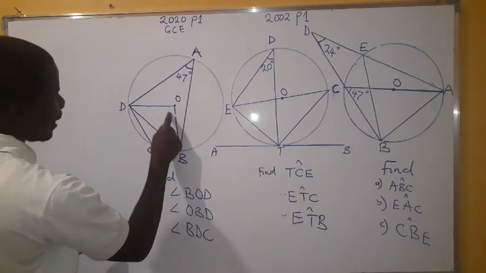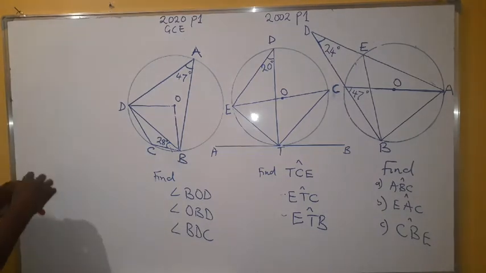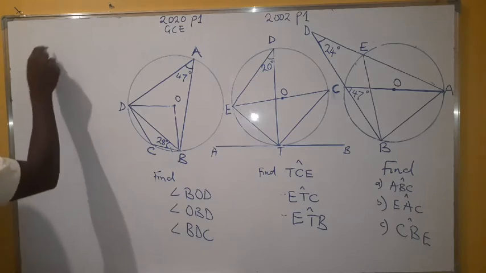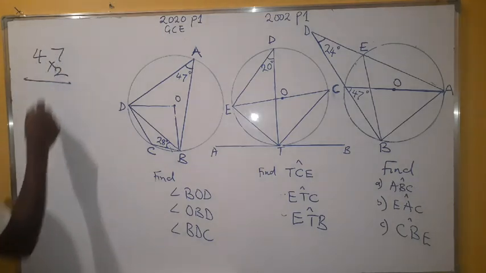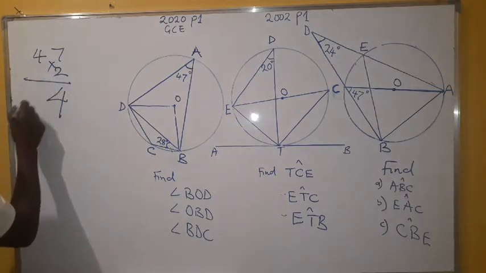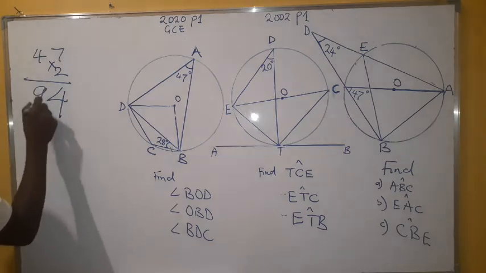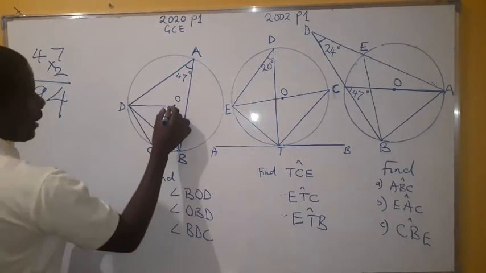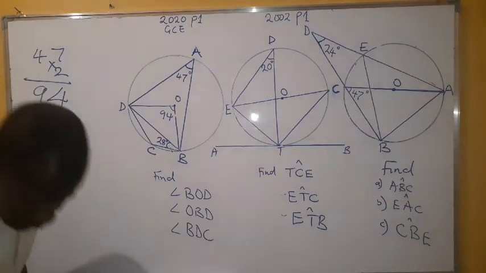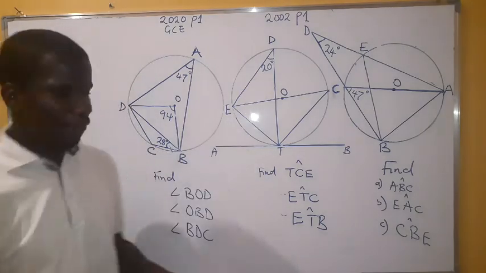Then I'll continue. So this is the angle at the circumference, and we are saying the angle at the center is twice this angle. So to get this angle here, remember, the angle at the center is going to be 47 multiplied by 2. I'm going to get 94. So this angle here is 94. Am I right? I said you should have solved this before me so that we are comparing.